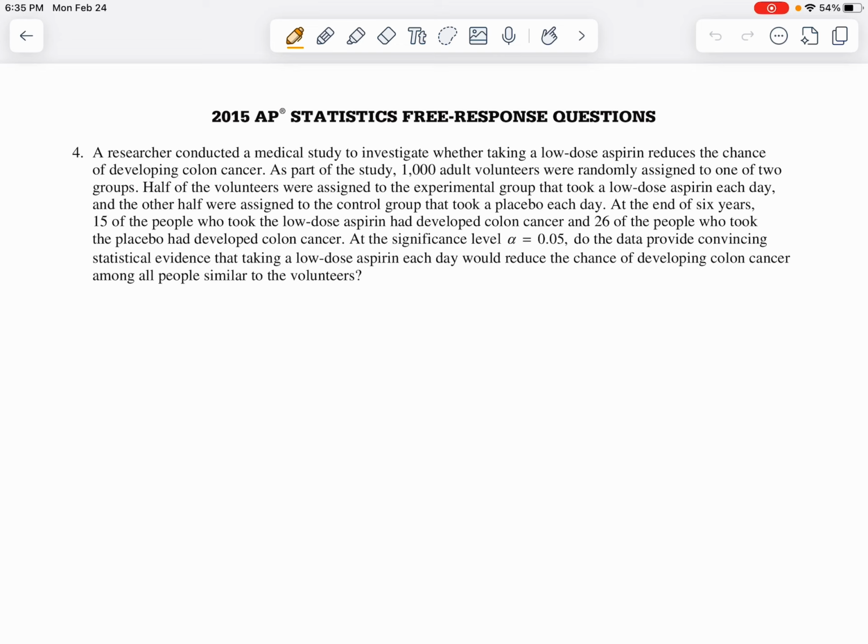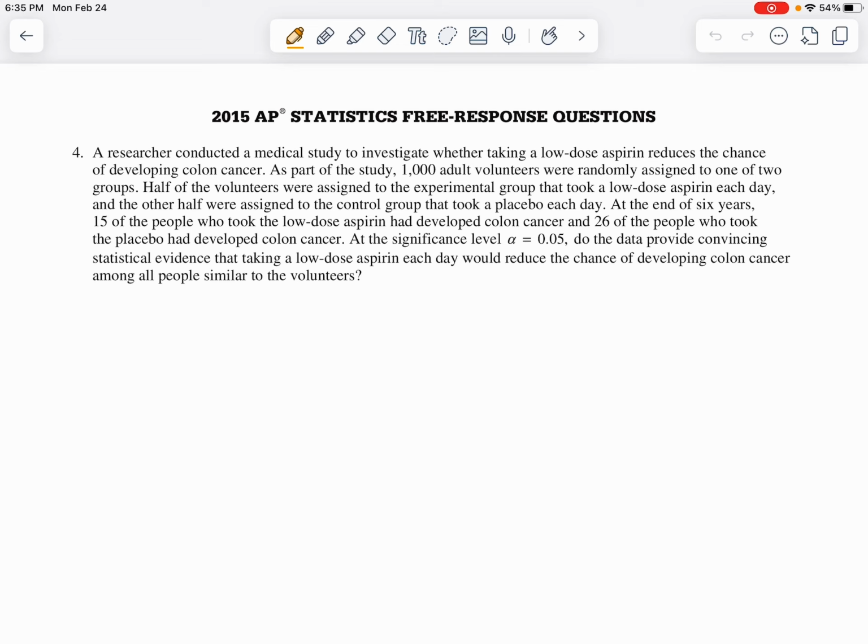All right, so this problem right here, if we're going to use the calculator to answer, I'm still going to need to find some information from the problem. So I'm going to give a rough setup and list all the information I have. A researcher conducted a medical study to investigate whether taking a low-dose aspirin reduces the chance of developing colon cancer. As part of the study, 1,000 adult volunteers were randomly assigned to one of two groups. Half of the volunteers were assigned to the experimental group that took a low-dose aspirin each day, and the other half were assigned to the control group that took a placebo each day.